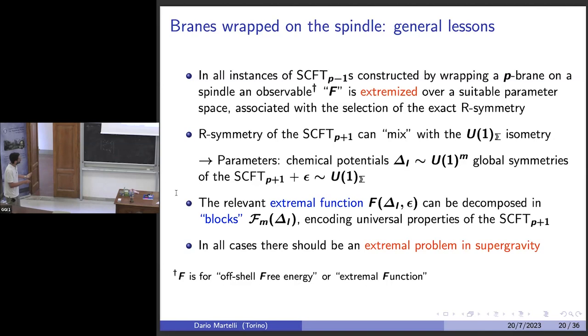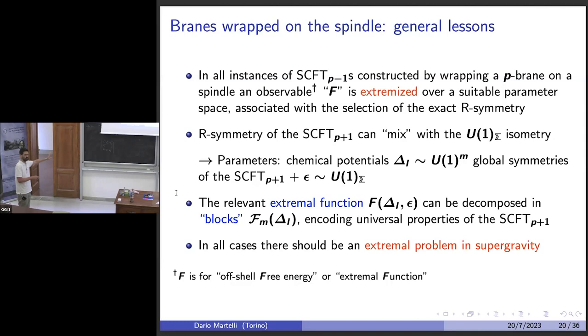In addition to the parameters that correspond to the global symmetries of your field theory, you have an extra parameter, which is the parameter epsilon. And this is exactly what will become the equivariant parameter for rotation around the axis of the spindle. And another thing which then plays a role is that all of these functions that one can construct in field theory can be, and this is an observation at this level, there is no proof at this level.